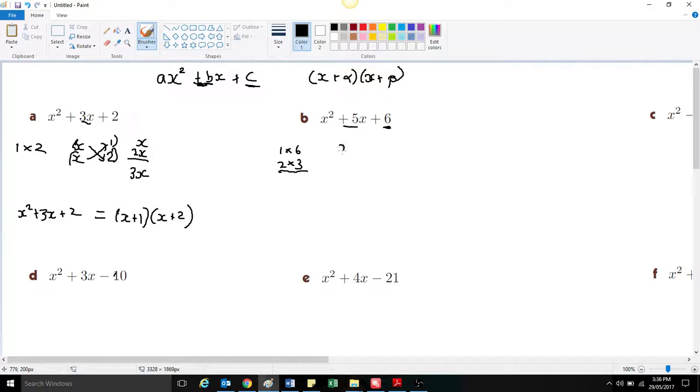So again, we write it out like we would check it. Multiples of x squared are x and x. Multiples of 6 are 2 and 3. That's the one that we're using. And we're just going to cross multiply. x times 2 is 2x. x times 3 is 3x. And 2x plus 3x is 5x. That's what we do have in the middle here. So that's the solution that we're looking for. We're going to have x squared plus 5x plus 6 is equal to x plus 2 and x plus 3.